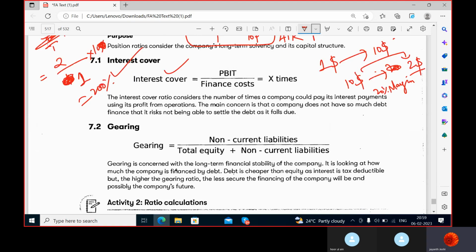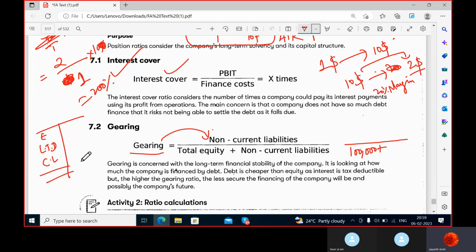Now, last ratio, gearing. So what is this gearing ratio all about? Gearing has to do with non-current liabilities. It is nothing but the proportion of debt finance in the total capital. So let's say this is a balance sheet. This balance sheet has equity, long-term debt, which is also called non-current liabilities, and current liabilities.